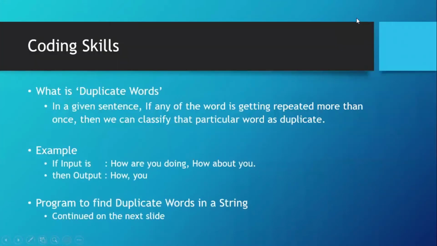What are duplicate words? In a given sentence, if any of the words is repeated more than once, then we can classify that particular word as a duplicate. If you look at the example which I mentioned here, input is a sentence, and the output is the duplicate words which are repeated more than once. Program continued on the next slide.